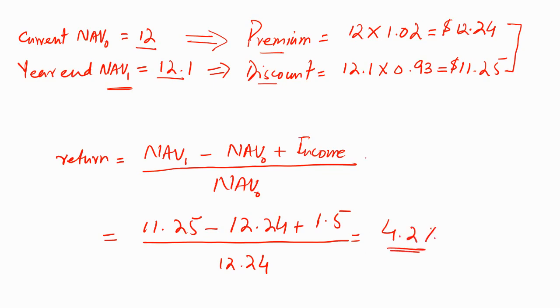So this gives us a return of 4.2%. And if the question asks for operating expenses, we can exclude them in the numerator, just like we did in the previous example regarding open-end mutual funds. So this is how you calculate the returns for closed-end funds, which is quite similar to the open-end fund examples. The only thing we might see in these questions is the premium and discount.